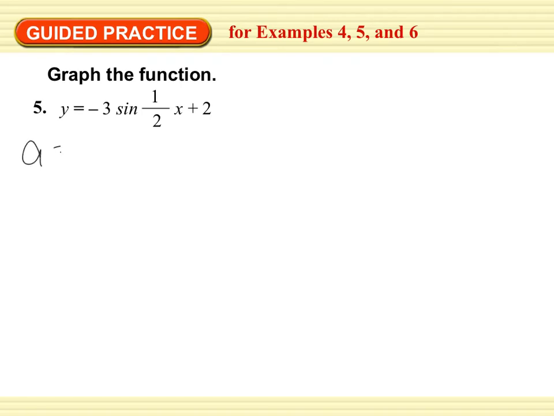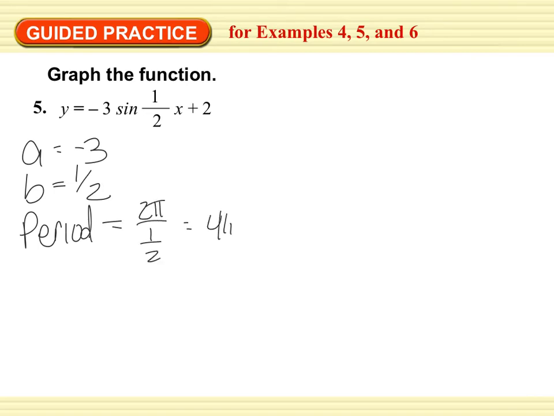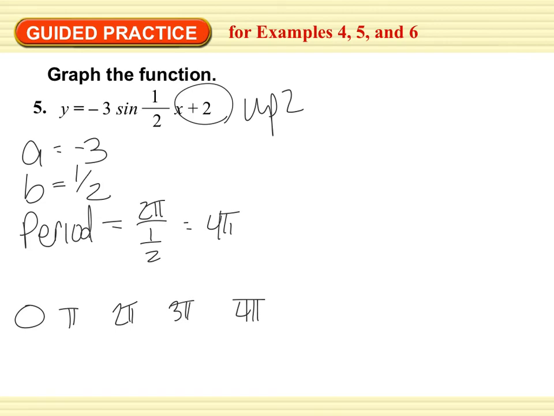Here I have A is -3, B is 1/2. My period is 2 pi over 1/2, which is 4 pi, up 2. Cool, I don't have to go left or right. That's pretty exciting. So my 5 points. Halfway is 2 pi, quarter is pi, 3/4 is 3 pi. So plot those.